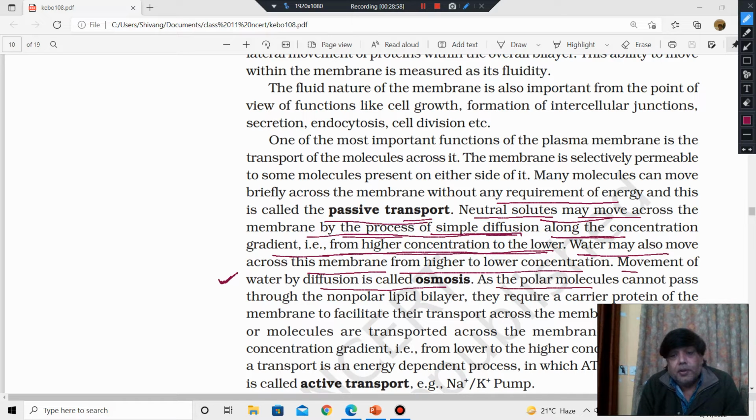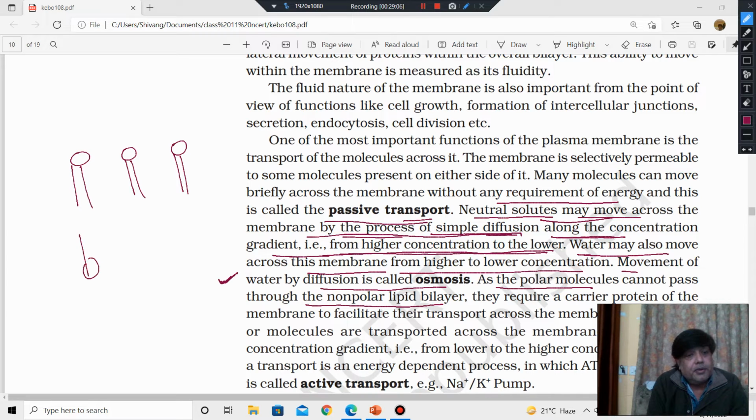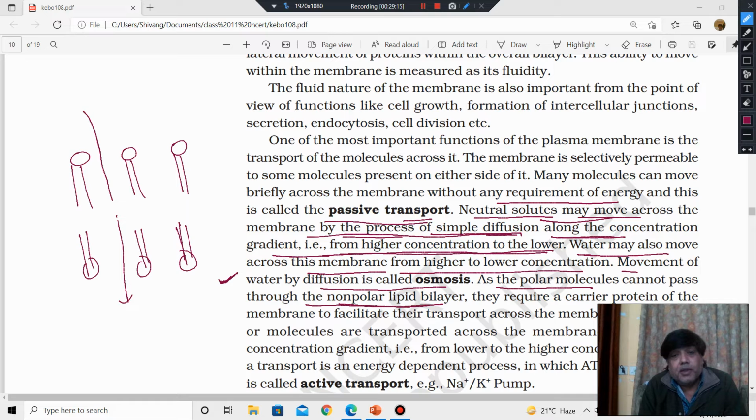Polar molecules cannot pass the non-polar lipid bilayer. Polar molecules are those molecules which carry charge over their surface. Polar molecules find it difficult to cross the plasma membrane's non-polar lipid bilayer. They require a carrier protein, so their movement is facilitated by the carrier protein of the membrane to facilitate their transport across the membrane.